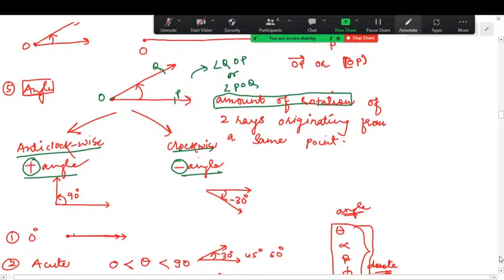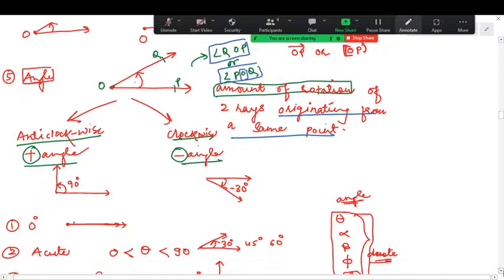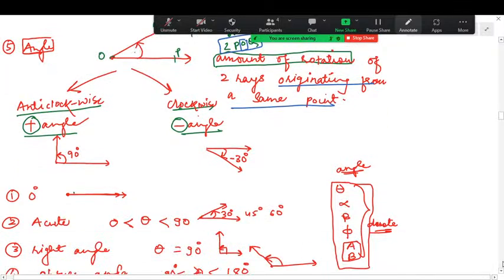Angles are obtained by two rays, and we actually consider the amount of rotation of two rays that originate from the same point in order to find an angle. Angles are represented using angle QOP or POQ. The angle to be considered is at the vertex. This rotation may be anti-clockwise or clockwise. If the rotation is anti-clockwise, we call it a positive angle. If the rotation is clockwise, we call it a negative angle. This is also an important thing to be considered here.